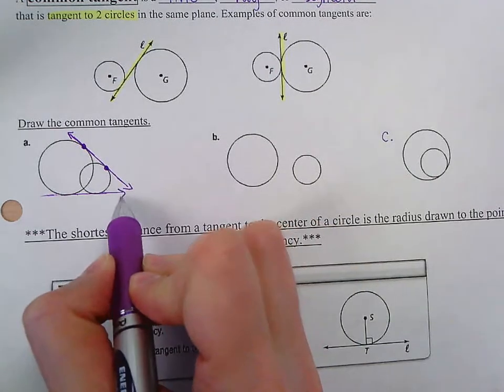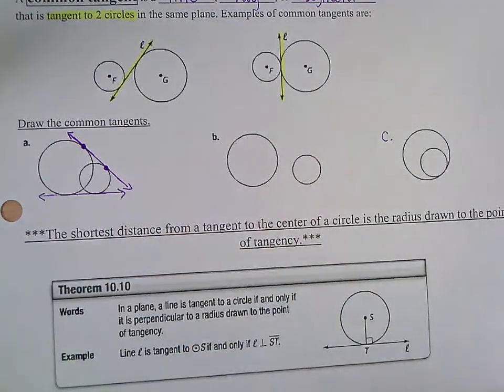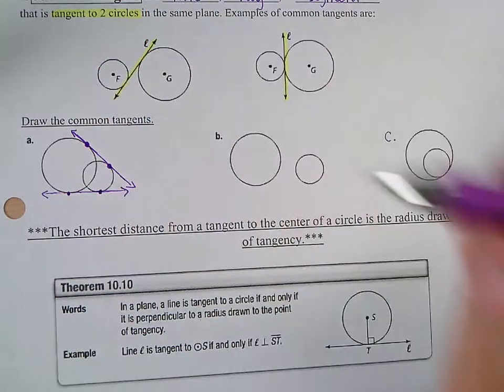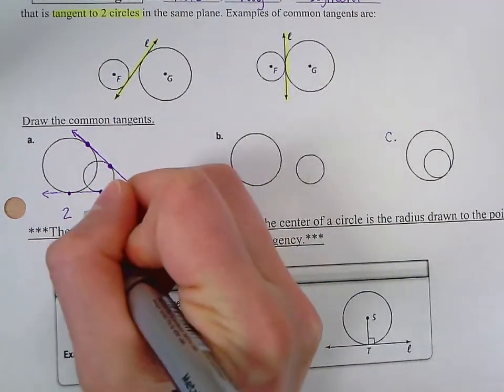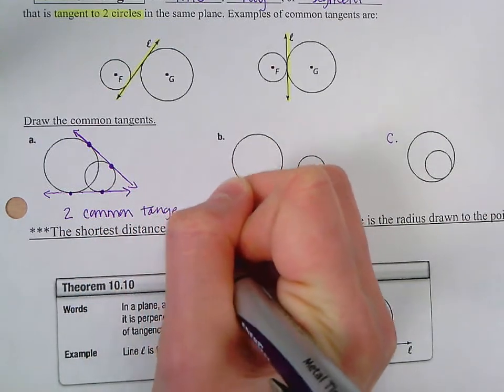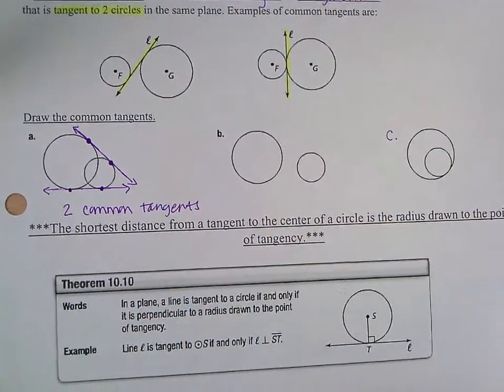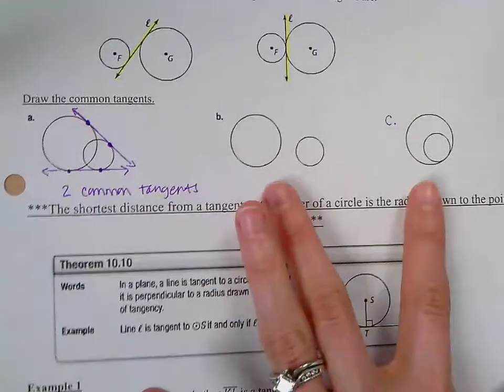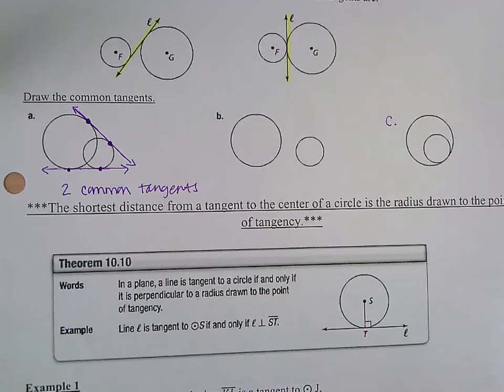So they might have more than one common tangent. So this one has two common tangents. Okay, so what I'd like you to do is look at B and C and think about how many common tangents there would be, and then do your best to draw or sketch those in.